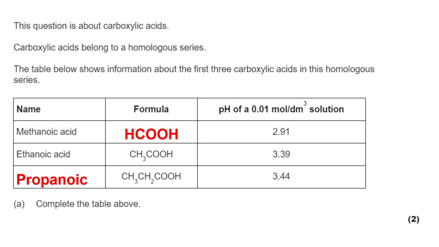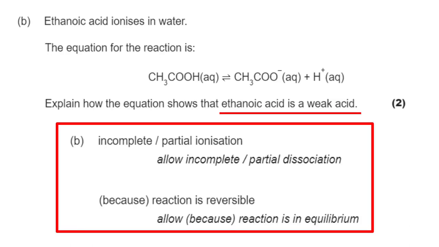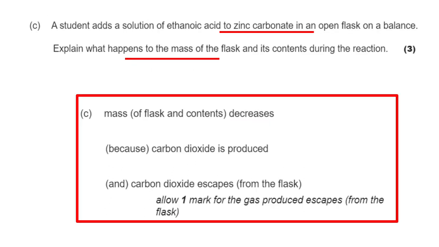Next, here's some other questions on carboxylic acids. You have to be able to fill in the formula. HCOOH is methanoic acid. And just bear in mind the pH there is the lowest of the lot. Propanoic, I didn't have space to write the acid, but I would write acid in my exam. Now, ethanoic acid ionizes in water. Ethanoic acid is a weak acid, showing incomplete or partial ionization. Why? Because the reaction is reversible. It's not reversible with strong acids, but it is reversible with weak acids.